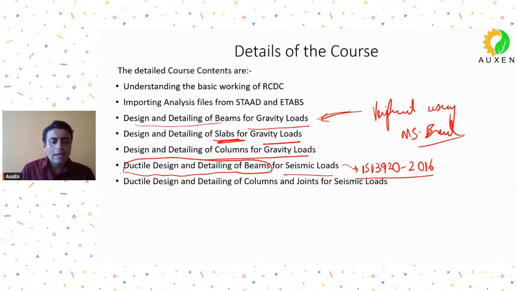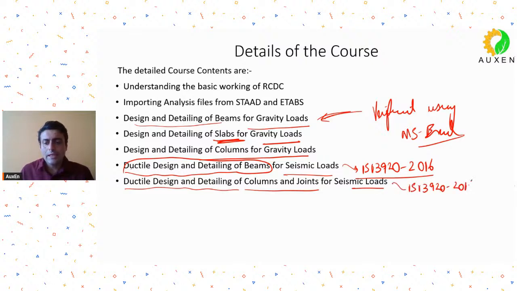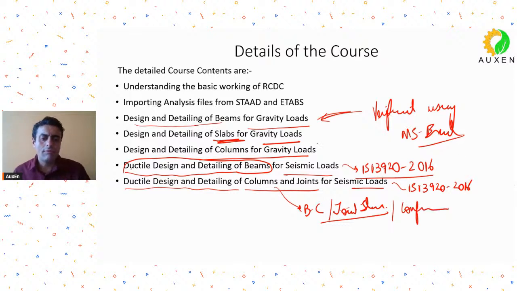Then we will do the ductile design and detailing of columns and joints for seismic loads. Again, by this I mean we will do the design checks as per 13920. In this, we will be doing the beam column capacity check also. We will do the joint shear check also, and the calculations for confinement reinforcement. All those things we will be doing when we are doing the checks for columns using the seismic loads or for ductile design and detailing.